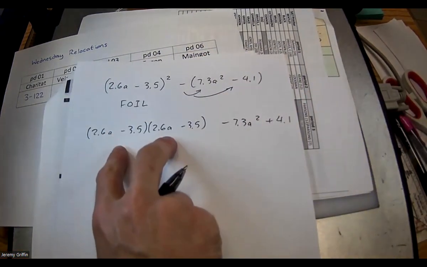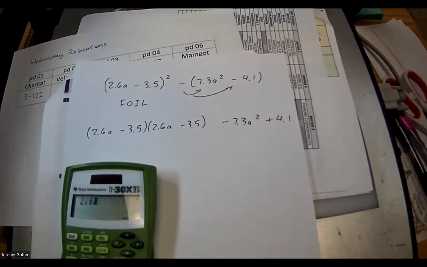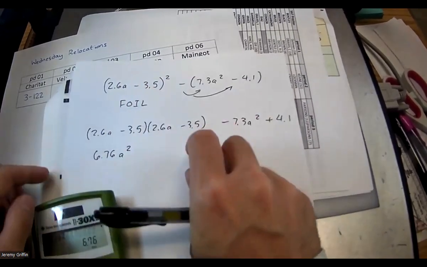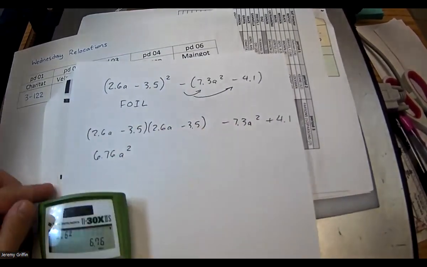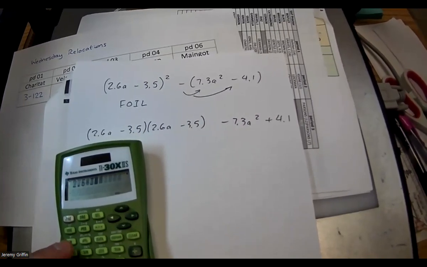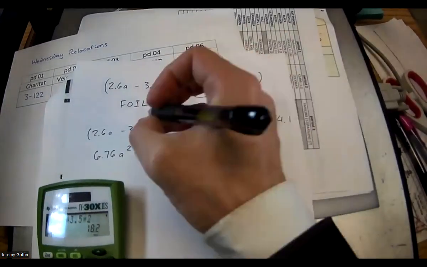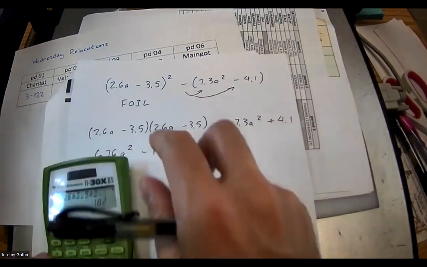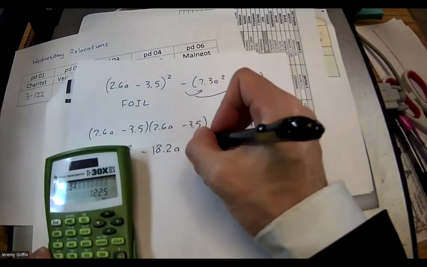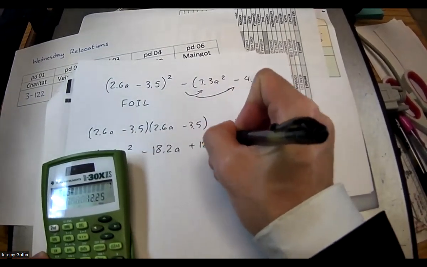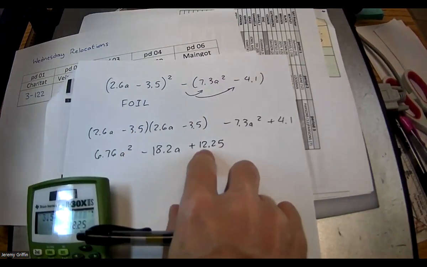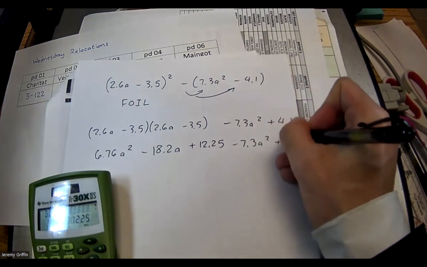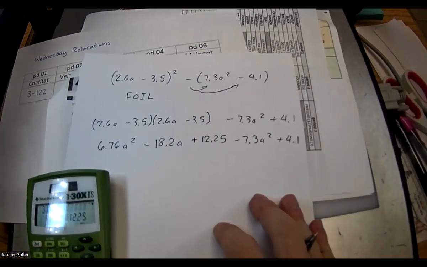Okay, so let's FOIL this. 2.6 squared, this is where it helps to use a calculator. I got 6.76a squared. Then outside, inside. So 2.6 times 3.5, and there's 2 of those, and it's negative. So negative 18.2, scaled by a. And 3.5 squared is 12.25. And I'm saying plus because negative makes a positive. Minus 7.3a squared plus 4.1. Okay, just like that.